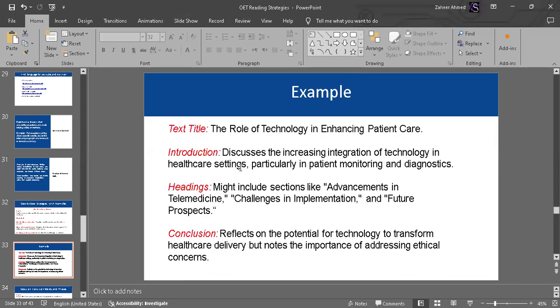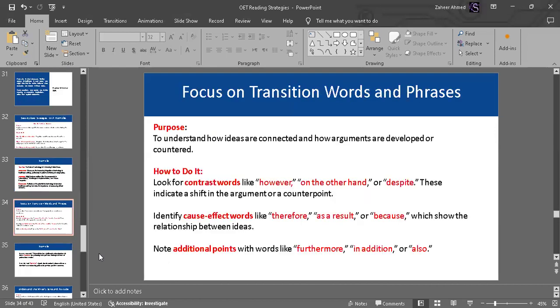Like you are reading a title, let's say the passage is about the role of technology enhancing patient care. The introduction paragraph will discuss maybe the healthcare setting, particularly patient monitoring and diagnosis. It will tell you about advancement in telemedicine. It may talk about challenges in implementation and future prospects, and then you directly skim the conclusion part. And focus on these words.